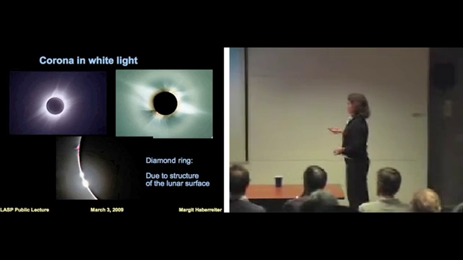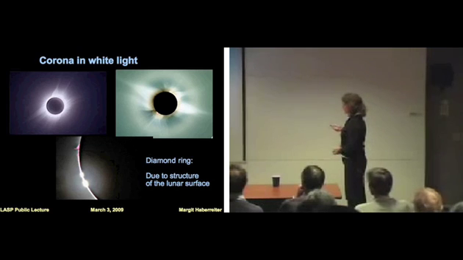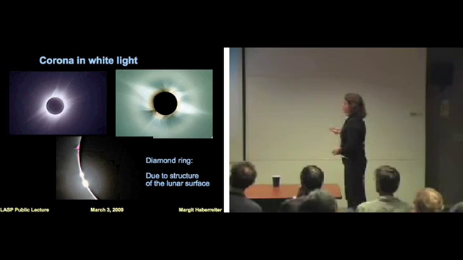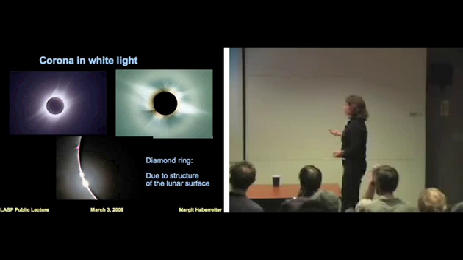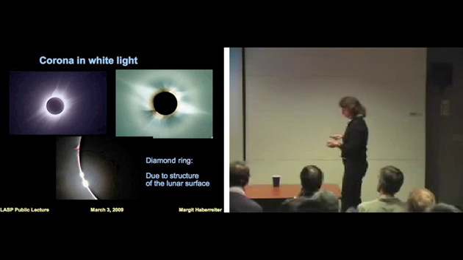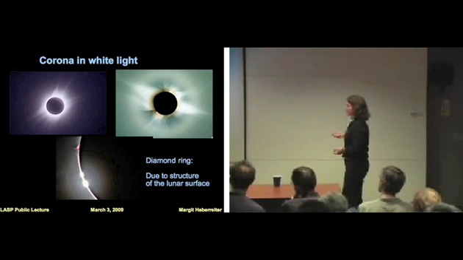Okay, and here we have some other manifestation of the magnetic field. This is the corona observed in white light during solar eclipses. And you can see the shape of the corona also follows the magnetic field lines in the corona. These features are called streamers, and in these streamers the solar wind is actually accelerated. And here we have a nice feature of these so-called diamonds, or at least in German it's called diamond ring.